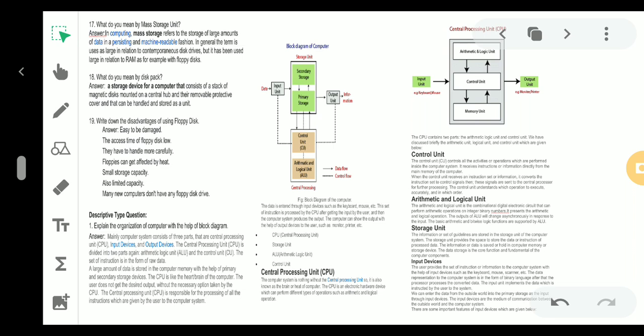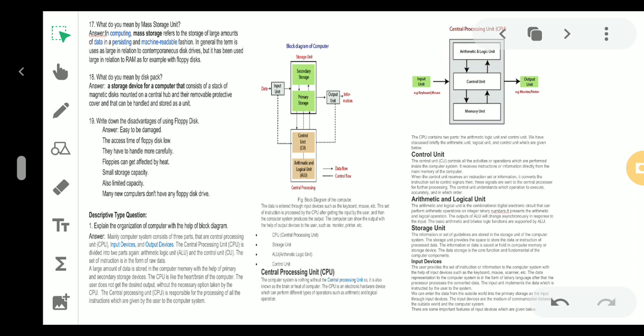Okay. Now write the disadvantages of floppy disks. It is easy to damage. Access time of floppy disks is low. They have to be handled more carefully. Floppies can be affected by heat. Small storage capacity, also limited capacity is there. Okay, so these are actually the disadvantages of using floppy disks.